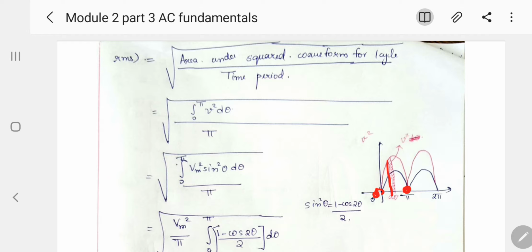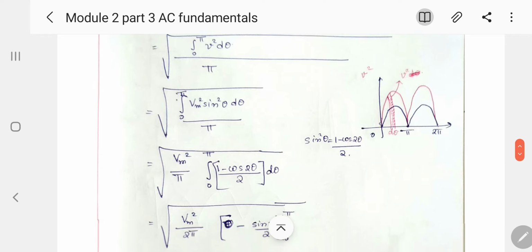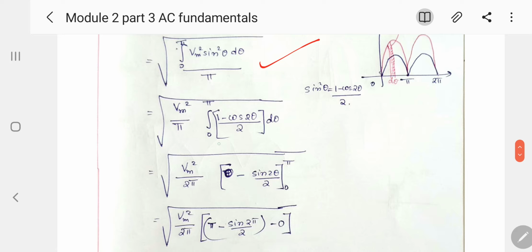What is the area of the small strip? Area of the small strip is v square into d theta. So we have to integrate it from 0 till pi. So integral 0 to pi v square d theta. Instead of v we are going to substitute Vm sin theta, so Vm square sin square theta d theta, whole divided by pi. Now Vm square by pi is a constant, we can take it outside. Integral 0 to pi 1 minus cos 2 theta by 2. From where did we get this equation? Yes, Vm square has been taken outside, so sin square theta is written as 1 minus cos 2 theta by 2.